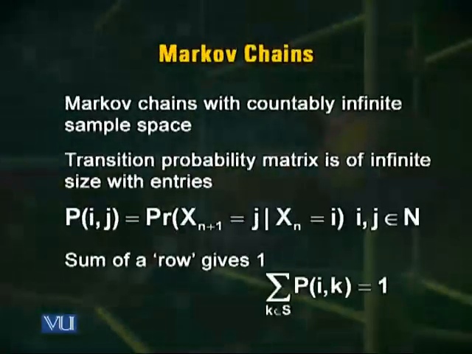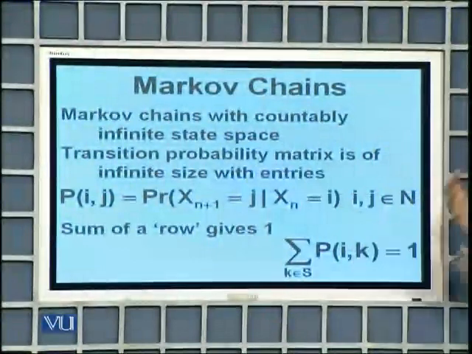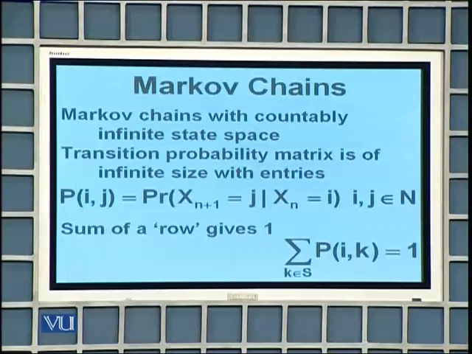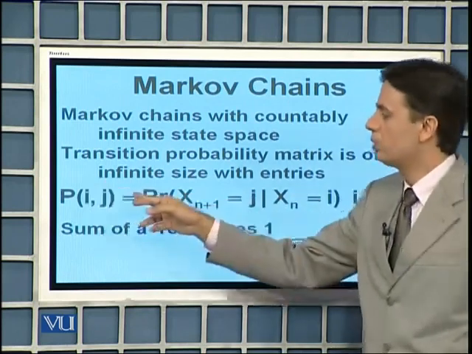So if a Markov chain has a countably infinite state space, then the transition probability matrix will be of infinite size. So we have to be careful while trying to deal with these matrices. Actually, we do not try to deal with these matrices, we just look at individual values. So in this supposedly infinite size matrix, the values will be the values of transition probabilities.